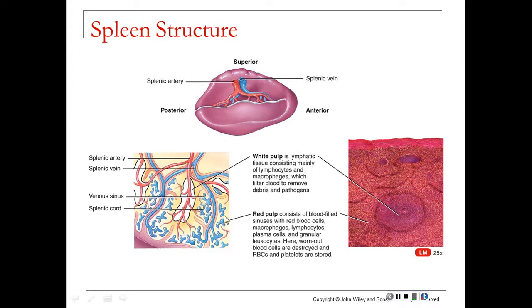The red pulp is this kind of yellower tissue in this cartoon area. This is where lots of red blood cells are. This is where the worn out red blood cells are destroyed, as well as platelets being stored. You can kind of see why one's called white pulp and one's called red pulp. The red pulp is red. It's much more dense. The white pulp is not nearly as dense, and it stains a more purple color, just like our white blood cells stain a purple color. That just has to do with the nuclear stain that's used to image these cells.